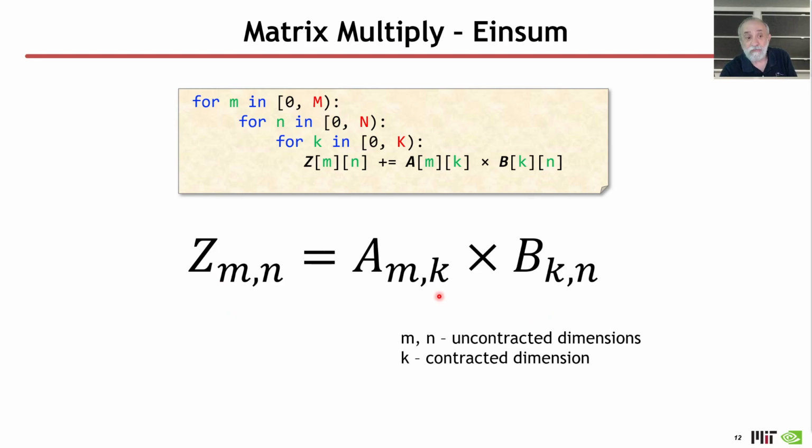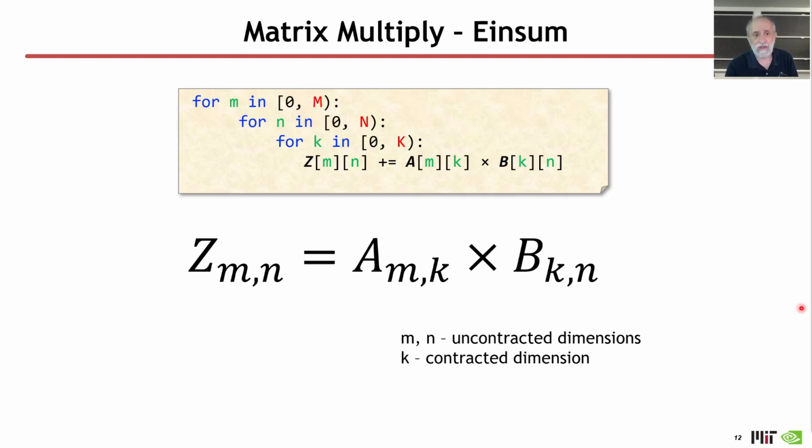And that is because K is, as we know, going to be used for doing the dot product, and in Einsum notation that would be referred to as a contracted dimension. It means for the corresponding values of k, we're going to do the dot product between the row of A and column of B. So what we've done now is describe sort of generically what the computation is.